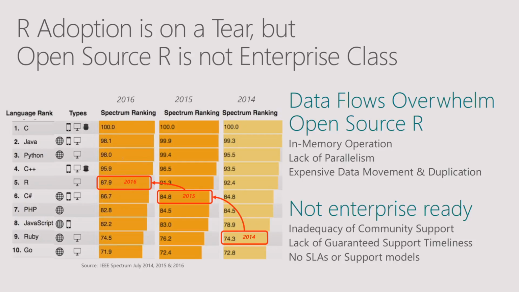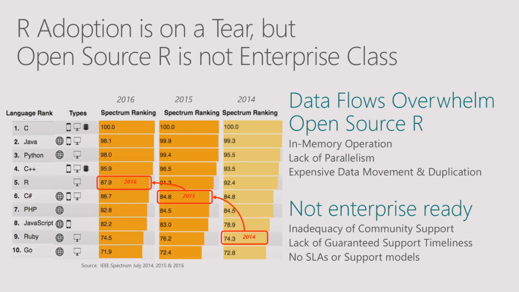And the Spectrum rating actually shows that the rise in popularity of the R language is quite tremendous. It shows R in the 5th position in the overall language ranking. It's even hard to believe, but that's great.